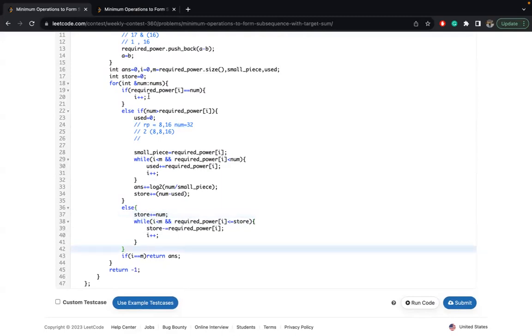And after these conditions, if all of the requirements are fulfilled, then you have to return the answer. At any time, during any number's consideration, if the requirement is fulfilled, then you have to return the answer. And after completing all this looping, if you have still not fulfilled it, then you can return -1. Okay, so I think this helped.